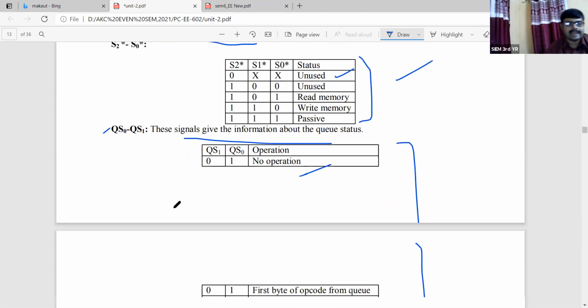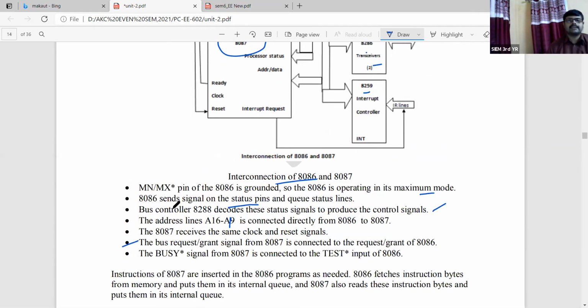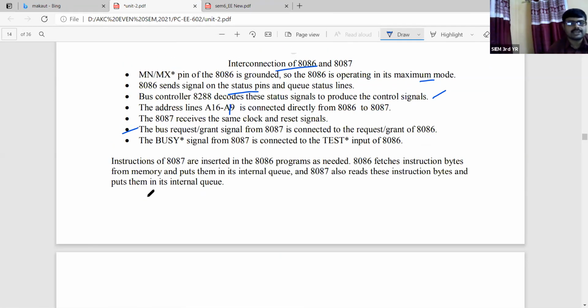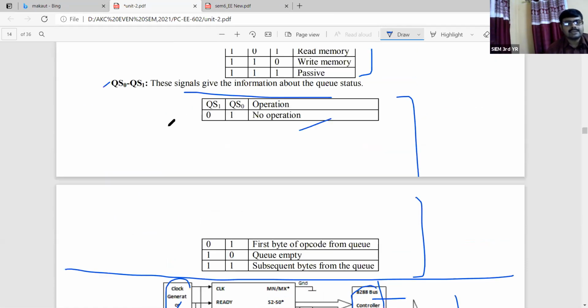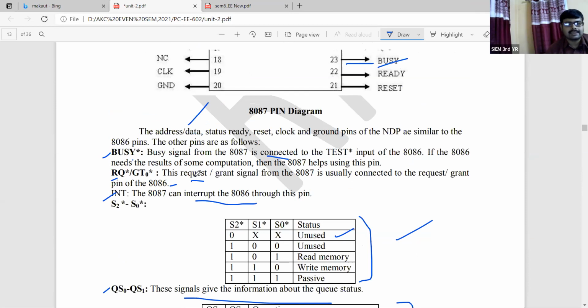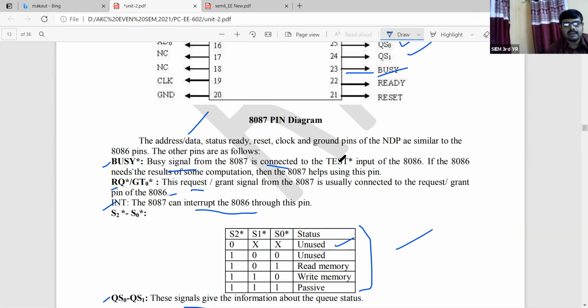So this point again we have mentioned when we are describing the connection diagram. The next point: the busy bar signal from 8087 is connected to the test bar input of 8086. That is also what we have mentioned, the busy bar, and another pin we are getting, that is called the test bar. So the busy bar signal from the 8087 should be connected to the test bar.